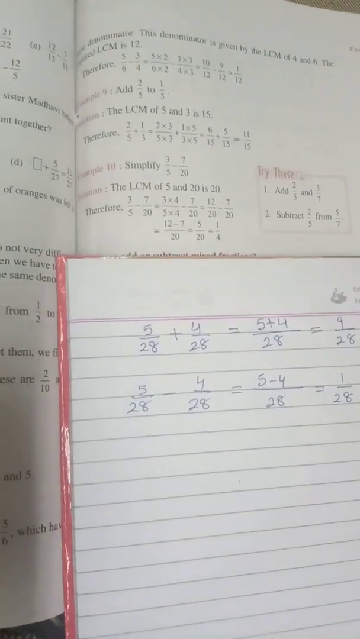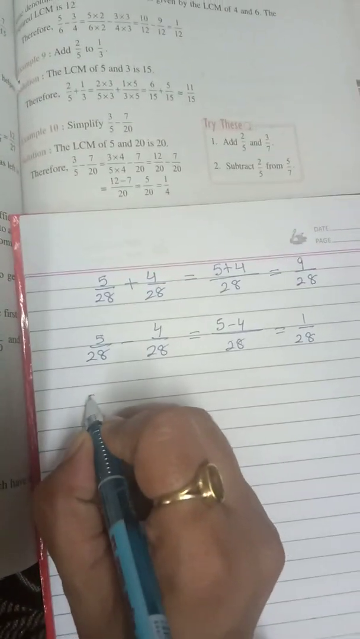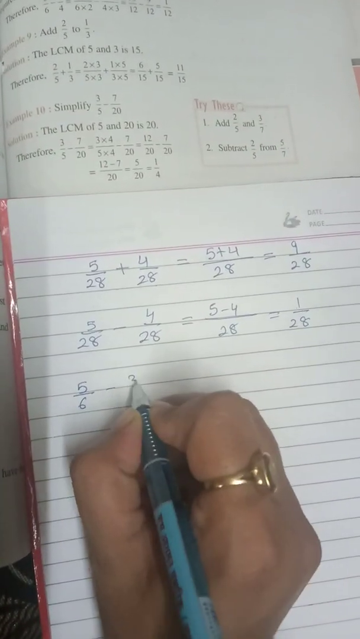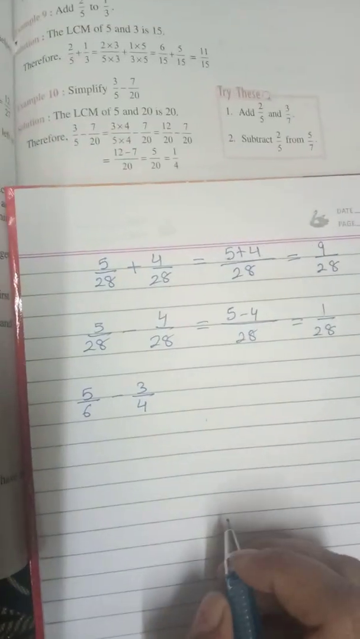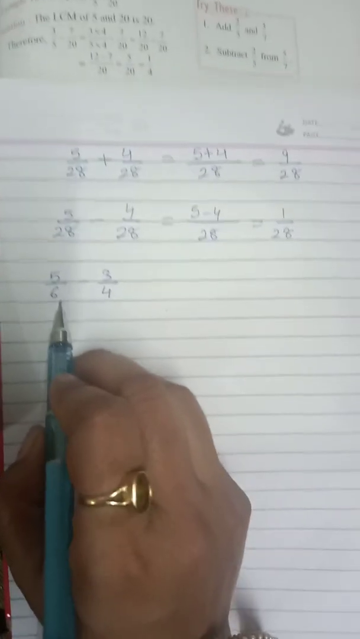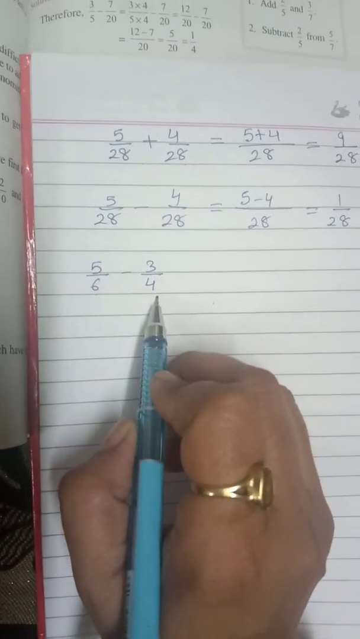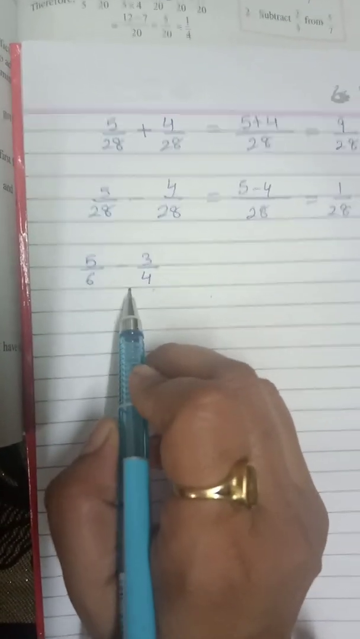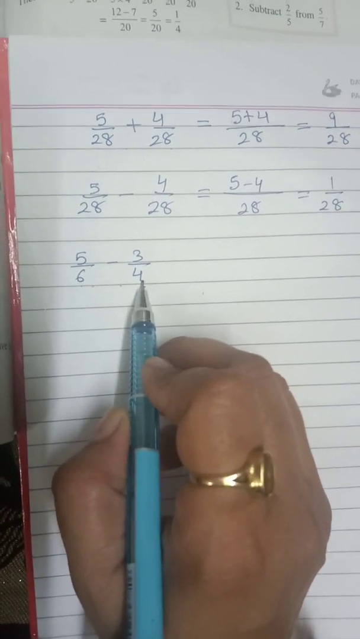Then the next topic is adding or subtracting unlike fractions. If we want to add or subtract unlike fractions, so what we have to do, the first step, for example, we just take this example, 5 by 6 minus 3 by 4. In this example, we can see that there are two unlike fractions in which the denominators are different.